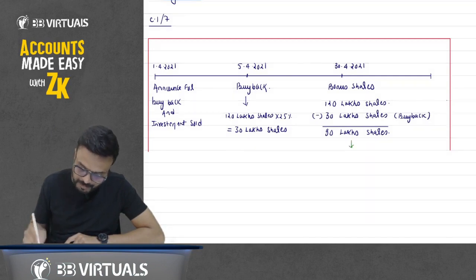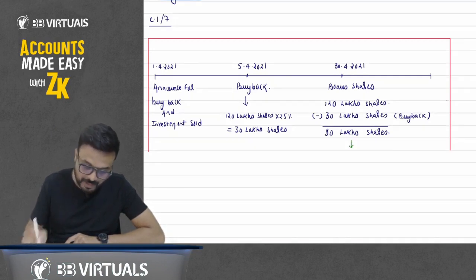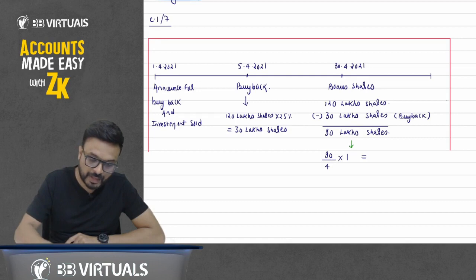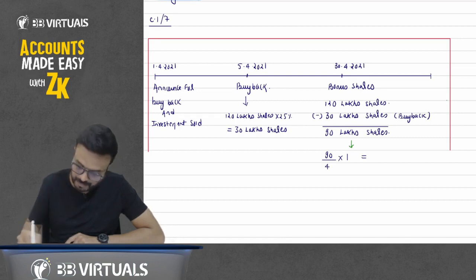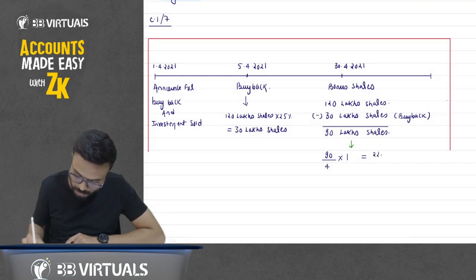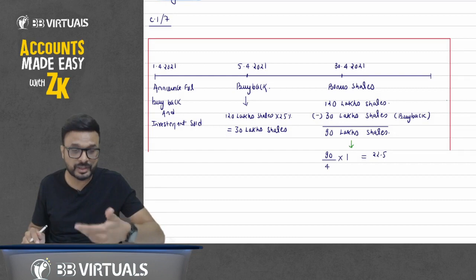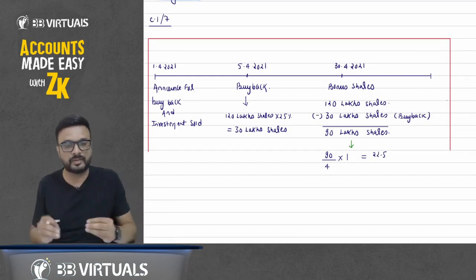For every four shares, I am giving you one share as bonus share. So you have 90 lakh shares. For every four shares, I am giving you one share as bonus share. So 90 divided by 4 comes to 22.5. Don't tell me, sir, it is 0.5. How can you give shares in fraction? We cannot give shares in fraction.